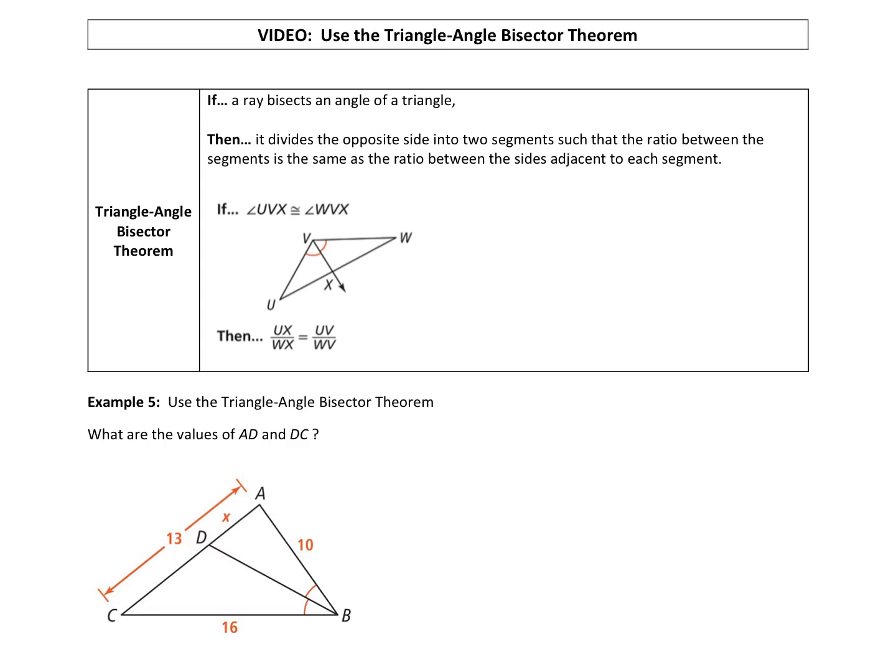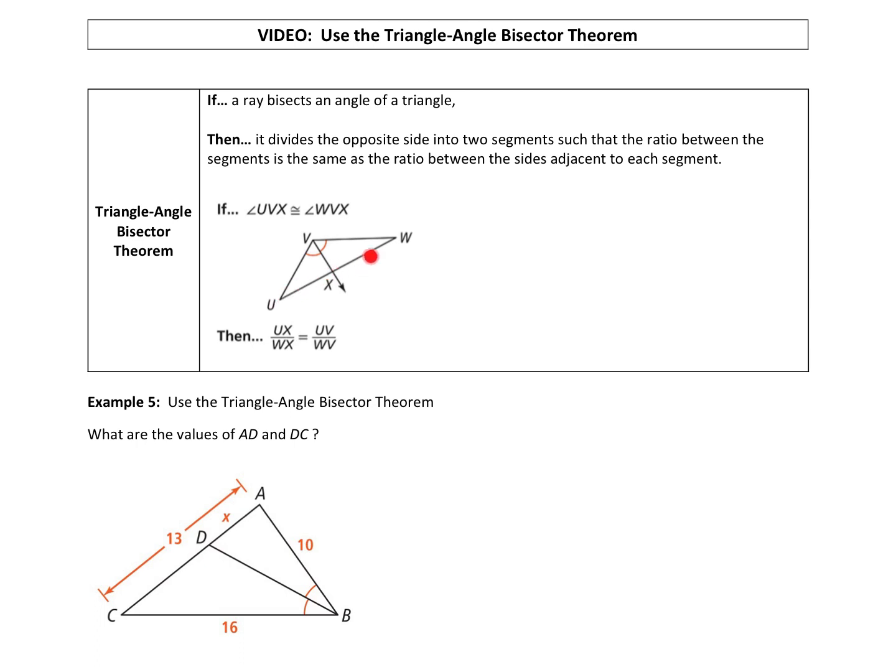Okay, so we're going to just talk about that angle bisector idea again. It actually has a theorem. It's called the Triangle-Angle-Bisector Theorem. So if a ray bisects an angle of a triangle, so here's our triangle, here's our ray that is bisecting angle V, giving us two congruent angles. What it does is it divides the opposite side into two segments.